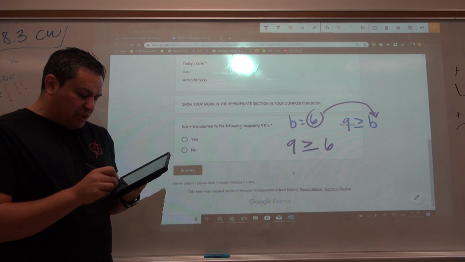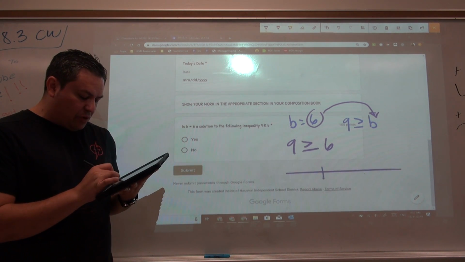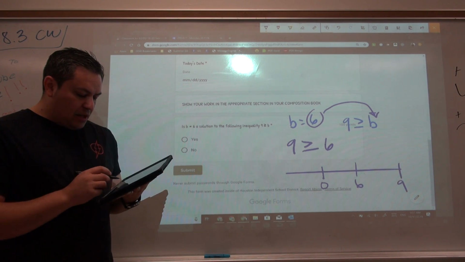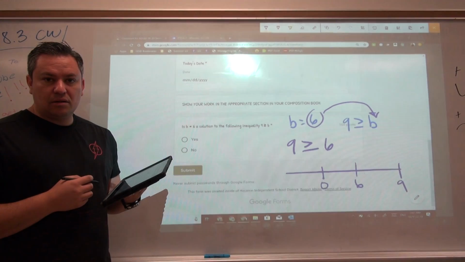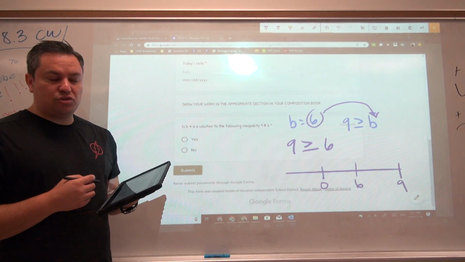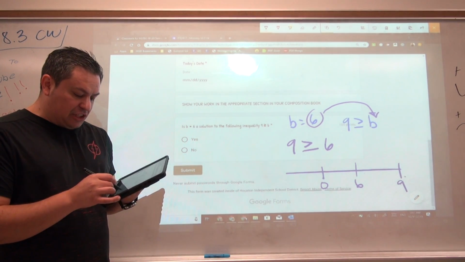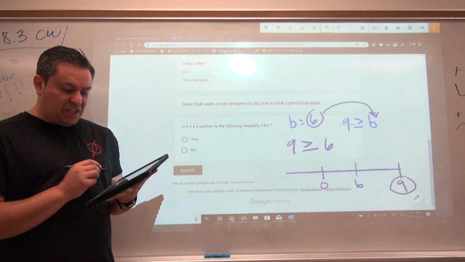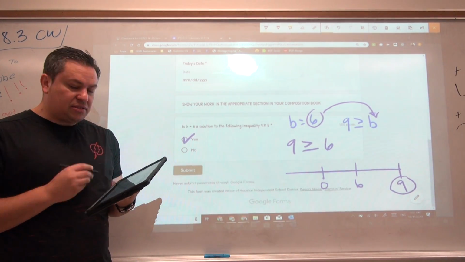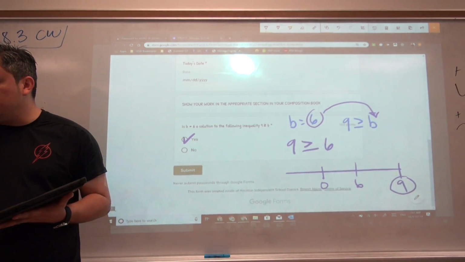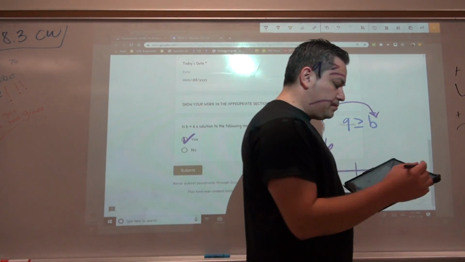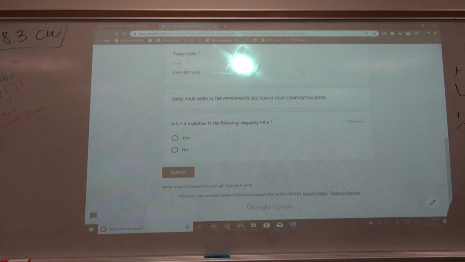Let's put that on the number line. So we have 0 right here, we have 6, and we have 9. Which one is bigger? The 9. The 9 is bigger. So is 9 greater than or equal to 6? Yes. That was it. That was so easy, guys. Easy. All right.